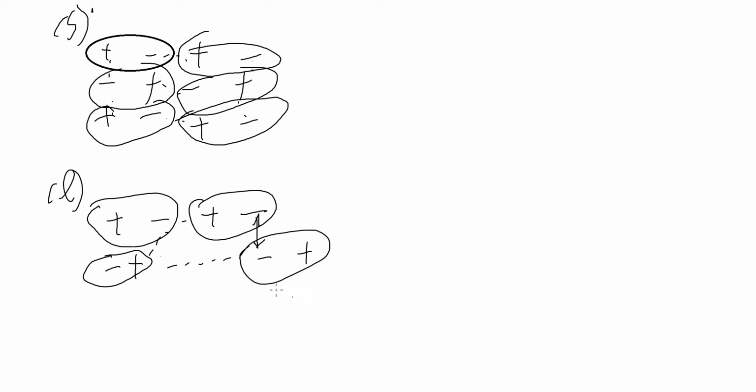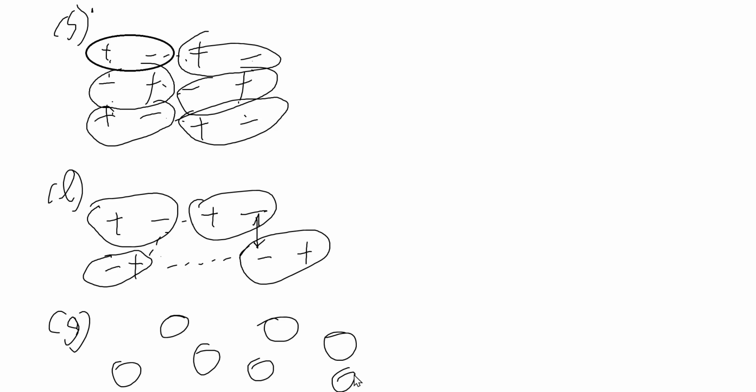And gases, they are fully out, right? They are fully random. For gases I'm going to use spheres. These do not have any attraction between them, well, technically they do, but at this scale, it's very negligible, right?